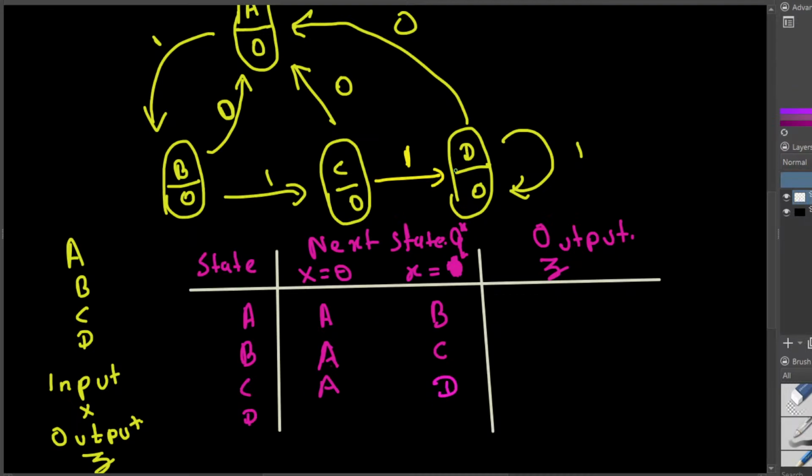And let's look at the D. When the input is 0, it's going toward the A. So this is going to be A right here. And when the input is 1, it's going back to the D. So the next state is going to be D right here.